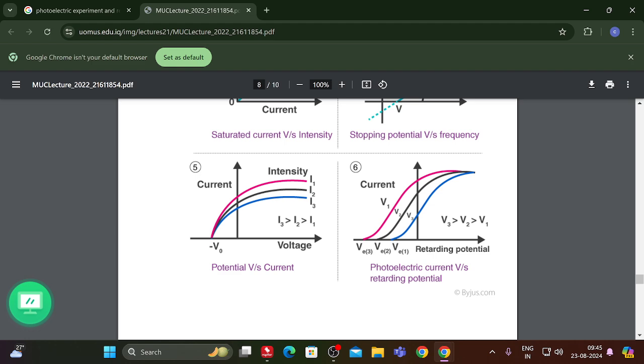This experimental observation is also a reason which is not consistent with wave theory. So this is another reason. There is one more reason for rejecting wave theory. Actually, which one? Our photoelectric experiment is spontaneous. Spontaneous means what? Or instantaneous. You can say instantaneous.